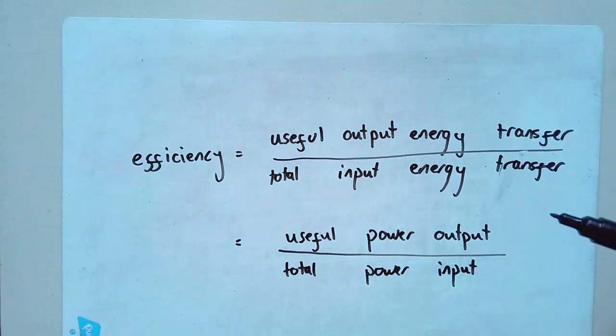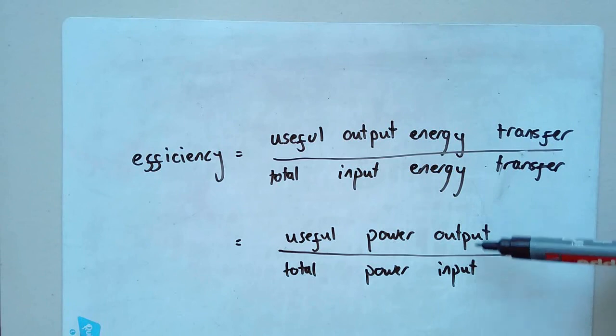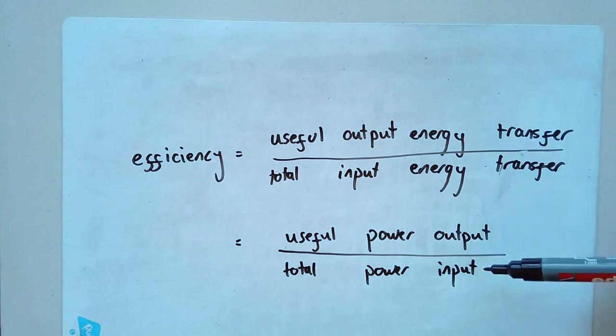Now what this means is that if you have a question where it gives you your values not in joules but in watts, you just use those in here. So it's no different, it's just about using watts instead of joules. Right, let's do a simple example to illustrate that, where you're given your values in power instead.